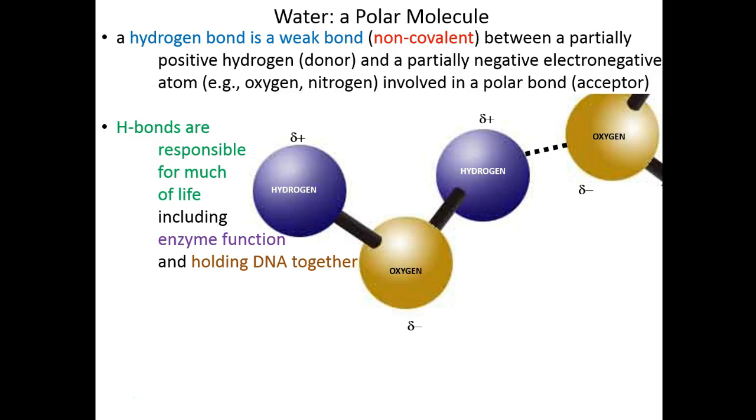H-bonds are responsible for many of the properties that we see in life. Enzymes function and are held together into their three-dimensional shape because of hydrogen bonds. And if you've taken cell and molecular biology with me, or even genetics with me or somewhere else, you know that it's hydrogen bonds that keep bases paired in the two strands of DNA. DNA is double-stranded because of hydrogen bonds interacting between base pairs.